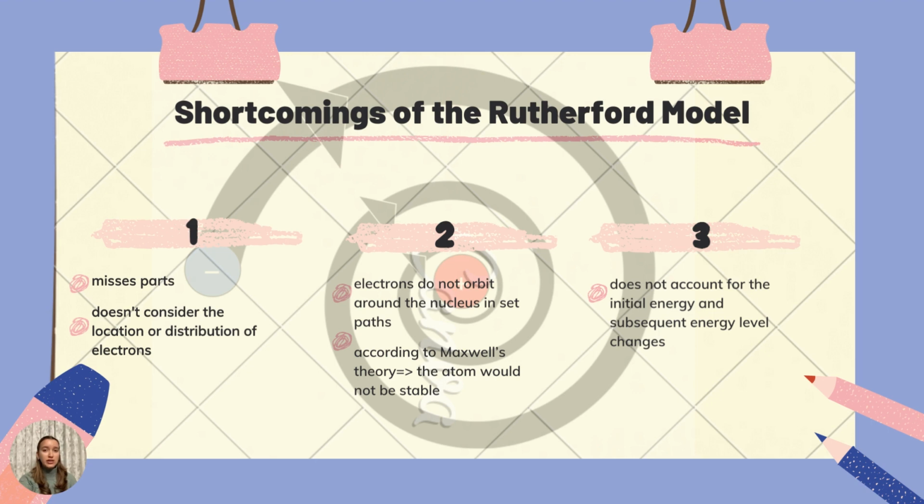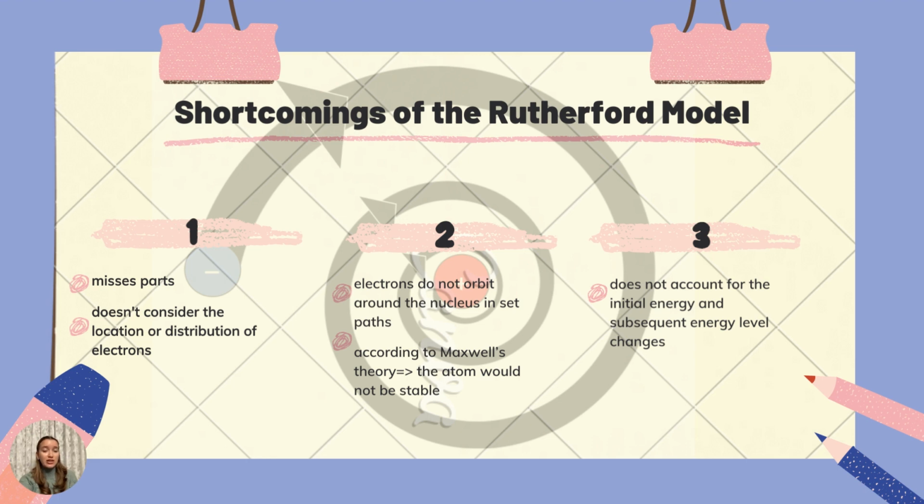Now, this model was accepted at the time it was invented, but we know that after other models were invented and other discoveries were made, this was not completely true, and it had its own flaws and shortcomings. The first one is that it missed lots of parts, and it did not consider the location or the distribution of electrons, their movement, or the way they went around the nucleus.